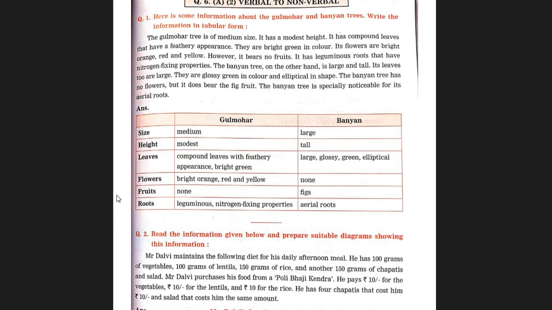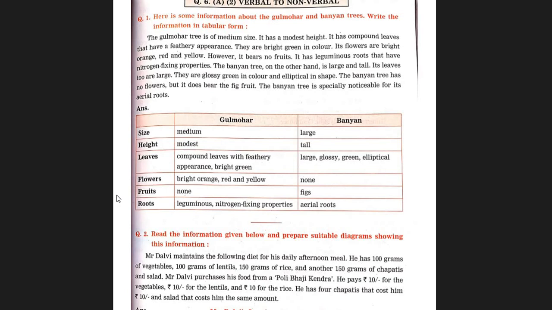So here, let us take a start. The Gulmohar tree is of medium size. It has a modest height. It has compound leaves that have a feathery appearance. They are bright green in color. Its flowers are bright orange, red and yellow. However, it bears no fruits. It has leguminous roots that have nitrogen fixing properties.